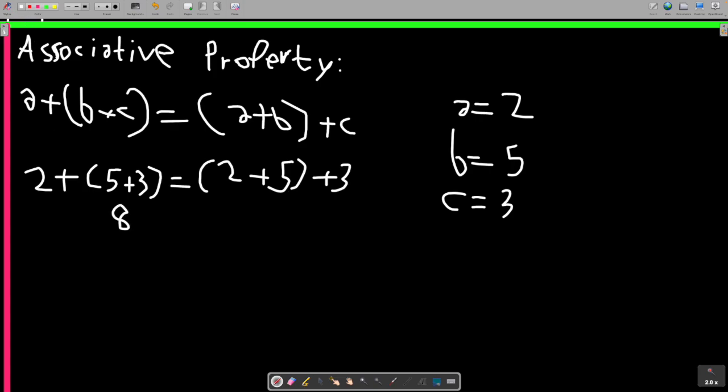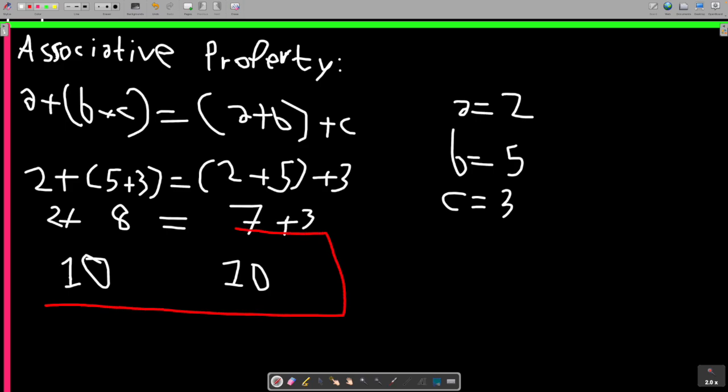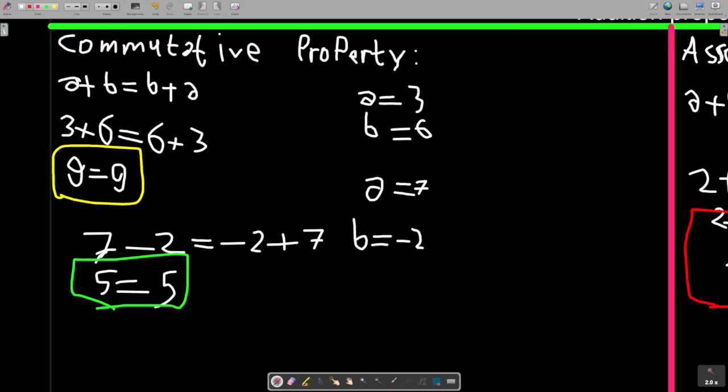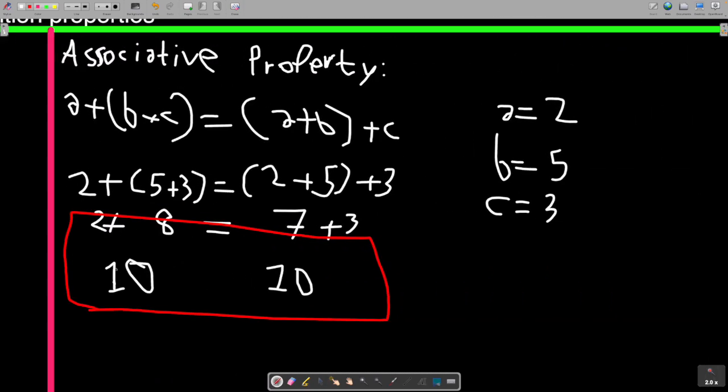5 plus 3 is 8, and 2 plus 5 is 7. Then 2 plus 8 is equal to 10, and 7 plus 3 is also equal to 10. So that's what the associative property means: (a plus b) plus c is equal to a plus (b plus c). It doesn't matter which order you add the three numbers. If you do the first two numbers, it'll be the same as if you did the last two numbers first.